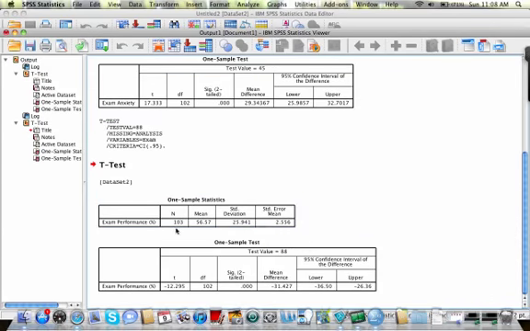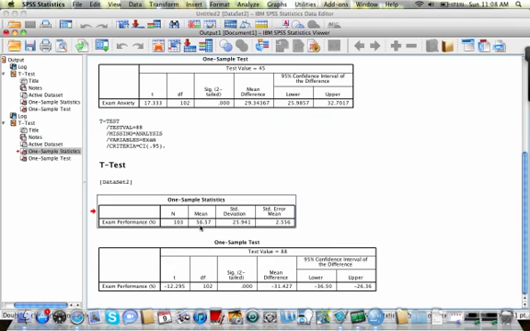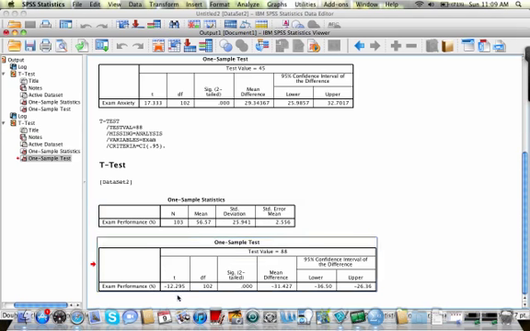Once again, we're given the N, their mean exam performance of 56.57, their standard deviation, and the standard error. And down here we see a negative 12.295 T, which means that we have a large T in the negative direction, which we knew because our mean is less than the population mean of 88.